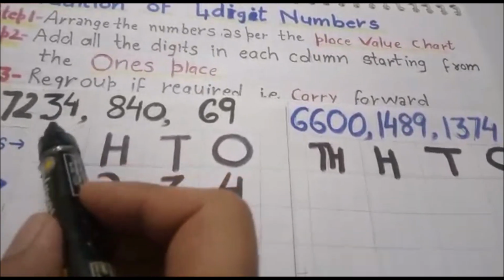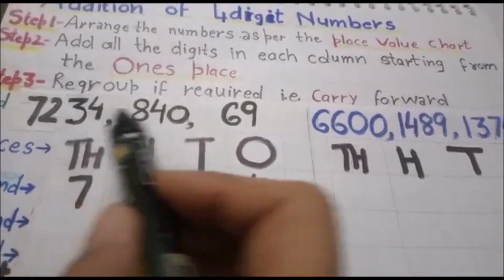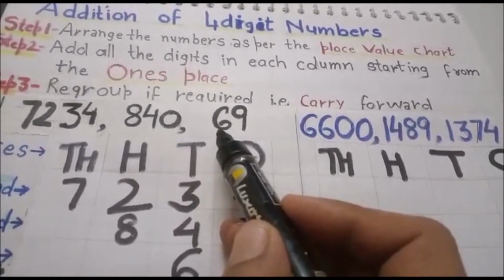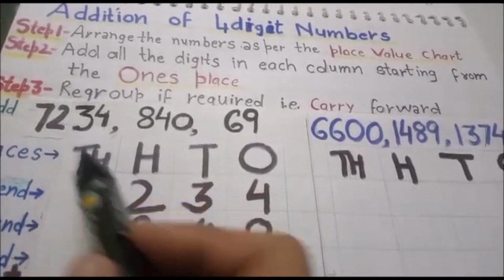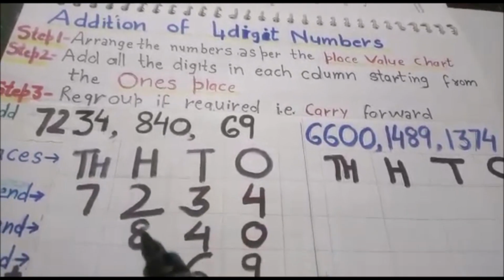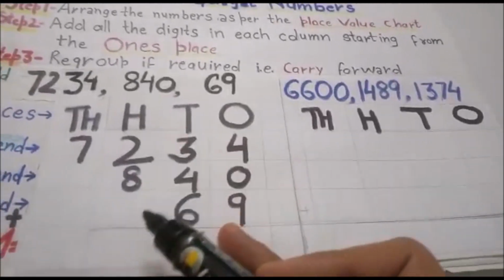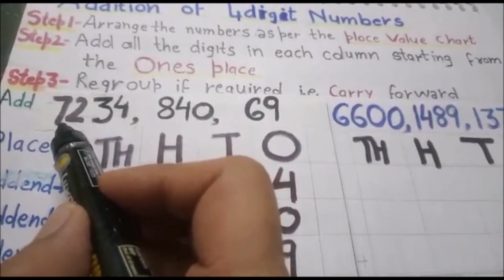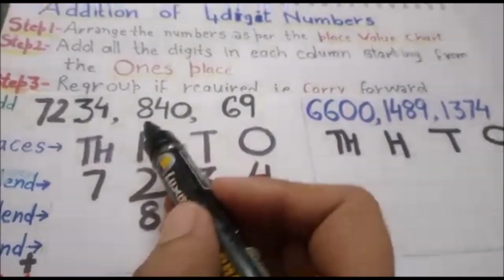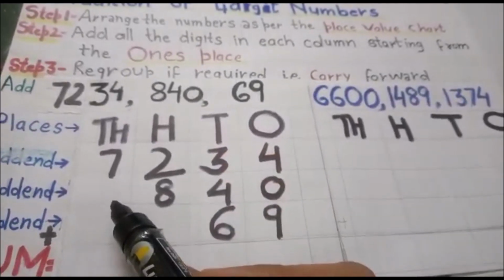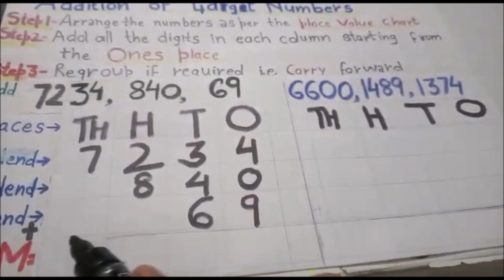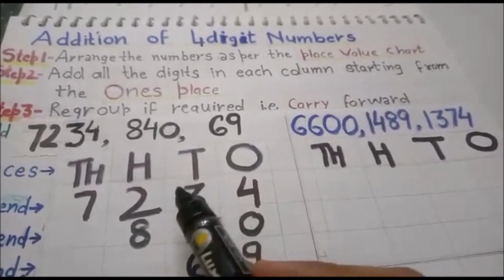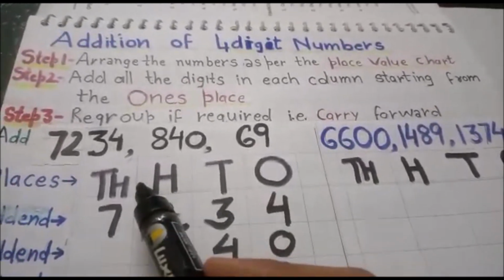Now see the hundred place. Hundred place digit here is 2. In this number it is 8 and in this number we are having no hundred place digit. That means first hundred place digit should be 2, then 8 and then in this number there is no hundred place digit. Now check thousand place digit. Here we are having 7, so we have written 7. Here no thousand place digit, and here no thousand place digit. So it is very important to rearrange the numbers according to the place value chart.